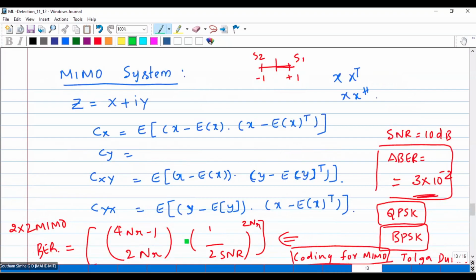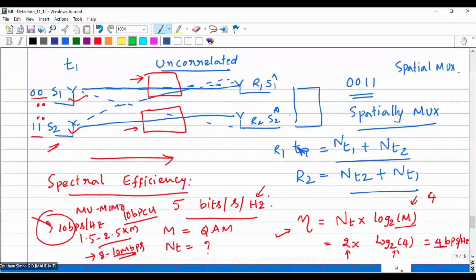And I think this is correct. I'll verify once from Tolga Duman's book. It is (4NR minus 1 choose 2NR) times (1 by 2 SNR) whole to the power of 2NR for 2x2 MIMO. This should work actually. I'll verify once, but you can take this equation, okay? Then MIMO, though we have not technically defined what MIMO is, but the physical interpretation of MIMO I have given.